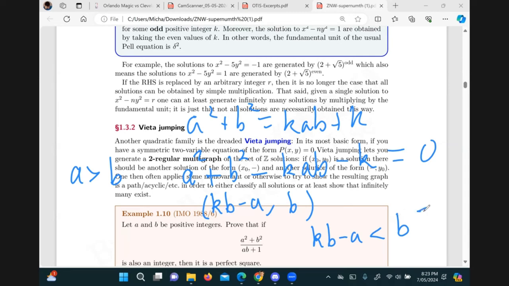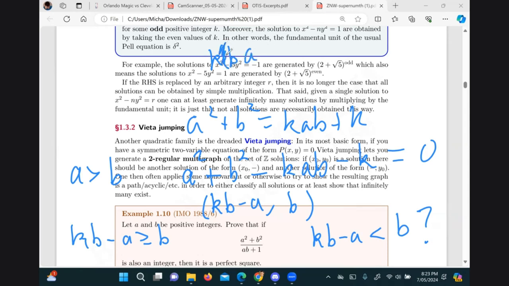So we're trying to prove KB minus A is less than B, right? So what if KB minus A is greater than or equal to B? So then K times B times A.